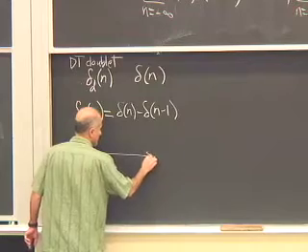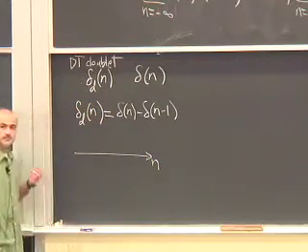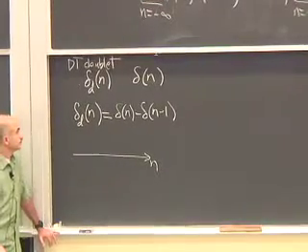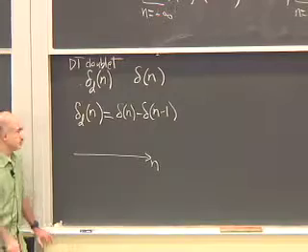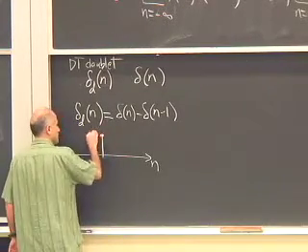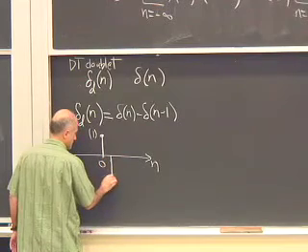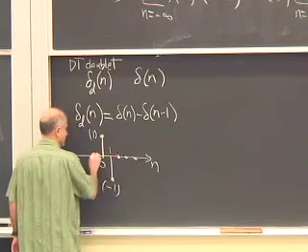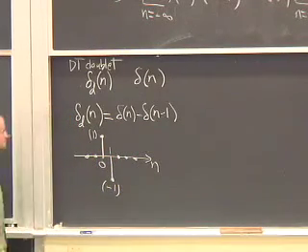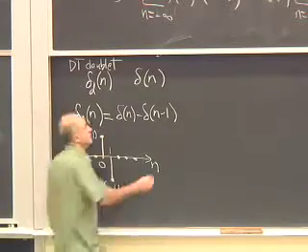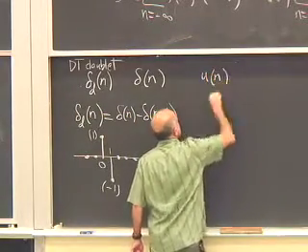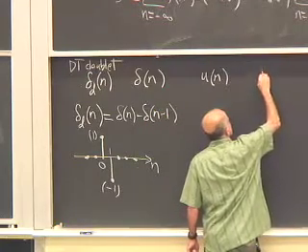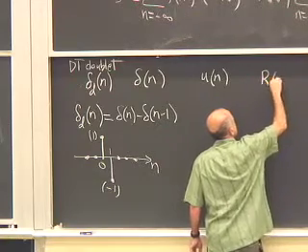What would this look like when I draw the lollipop plot? One up and one down. 1 at 0, and negative 1 at 1, and it's 0 everywhere else. Then you have the unit step. And then you have the ramp. Let's call it R of n, or let's call it ramp.